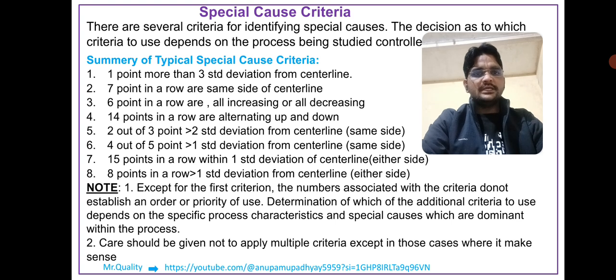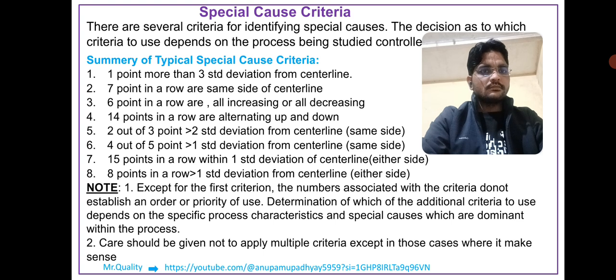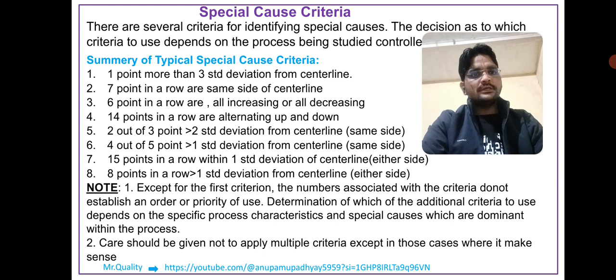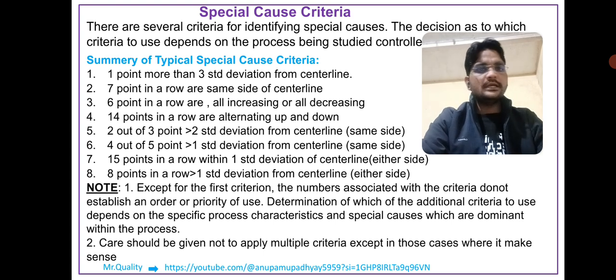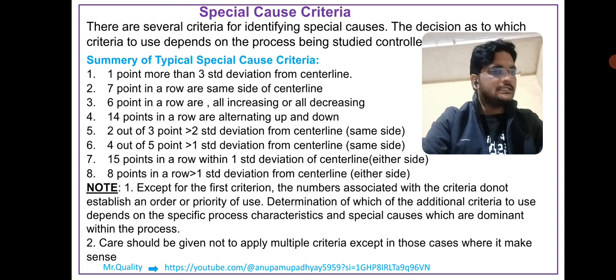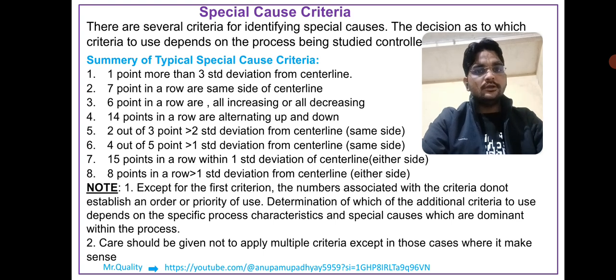Note: except for the first criterion, the numbers associated with the criteria do not establish an order or priority of use. Determination of which of the additional criteria to use depends on the specific process characteristic and special cause which are dominant within the process. Second note: care should be taken not to apply multiple criteria except in those cases where it makes sense.